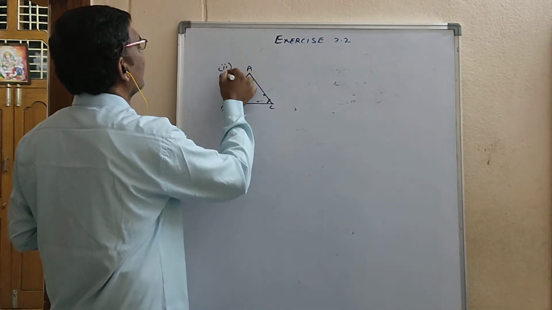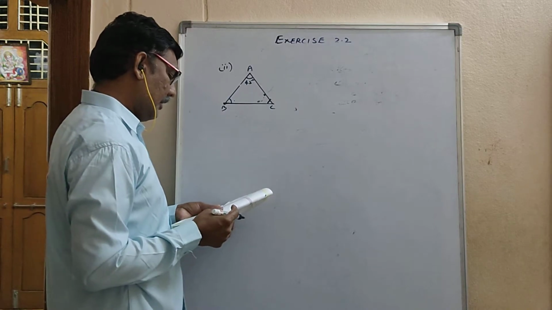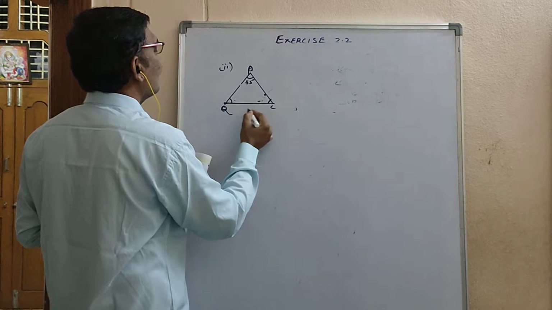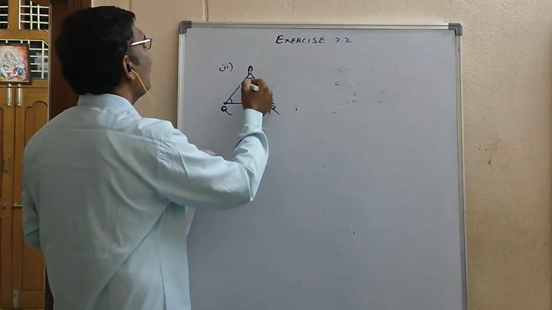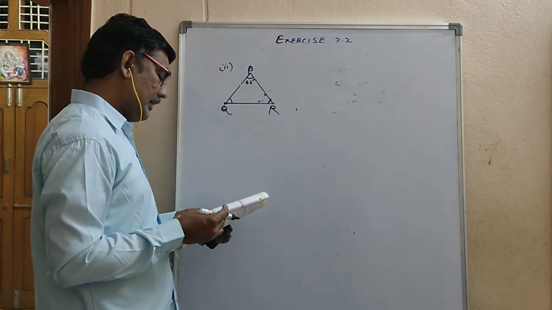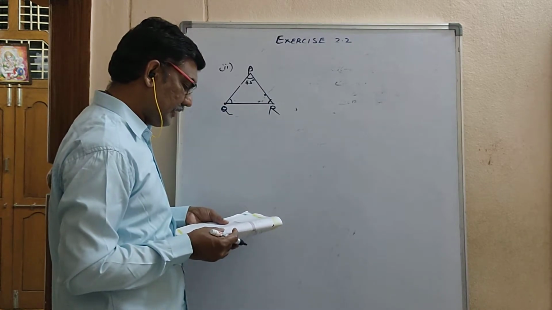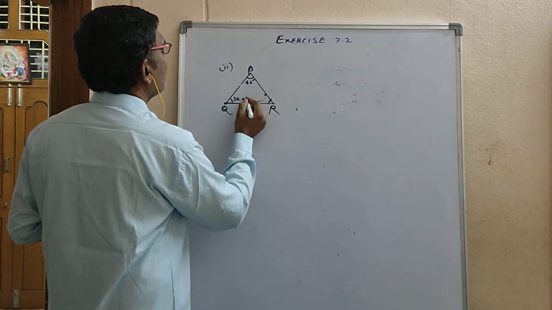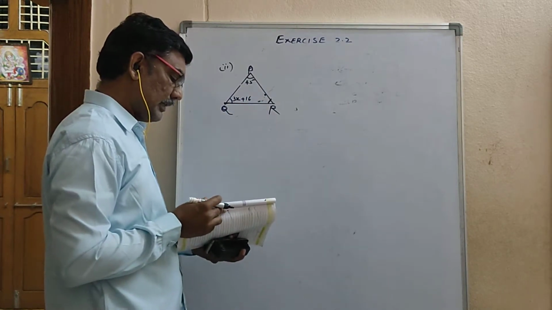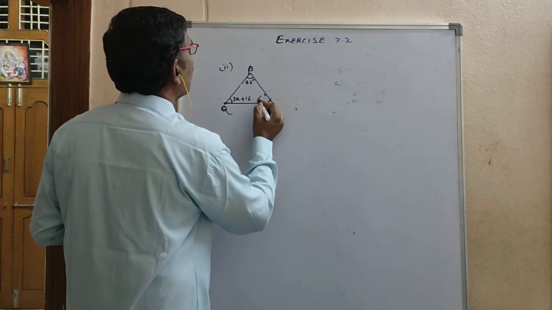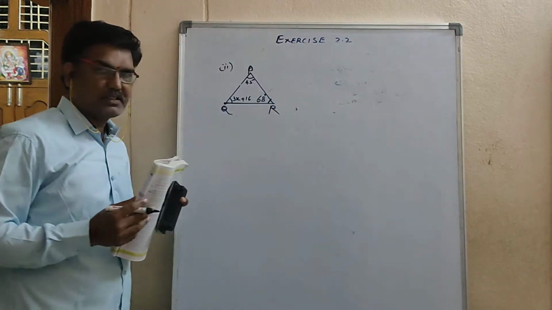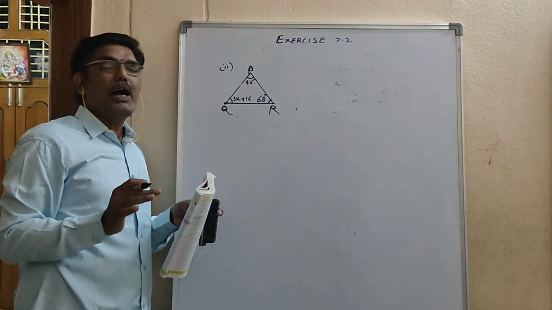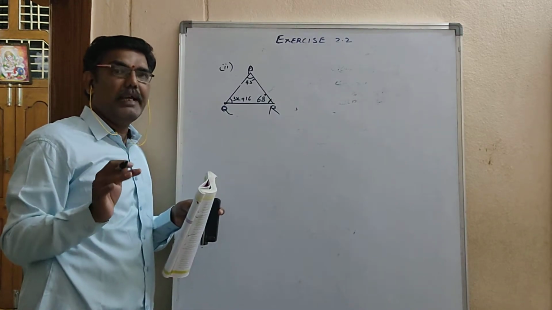It is the second figure. Okay, it's not A, it is P. This is Q. This is R. Angle P is 45. Angle Q is 3x plus 16. Angle R is 68. Three angles are given for us. You have to find the value of x in the figure.